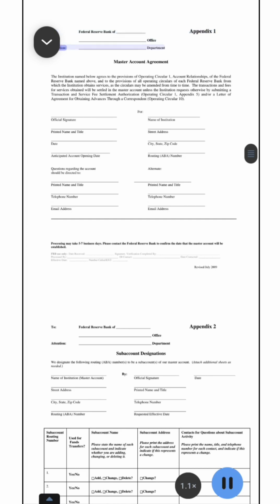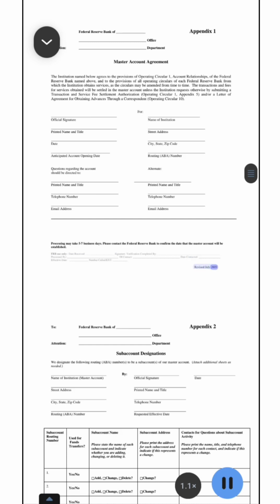2. Federal Reserve Bank of Appendix 1. Office. Attention, Department. Processing may take 5 to 7 business days. Please contact the Federal Reserve Bank to confirm the date that the master account will be established. FRB use only. Date received, signature. Verification completed by, processed by, DI contact, date contacted, effective date, number called /EXD.